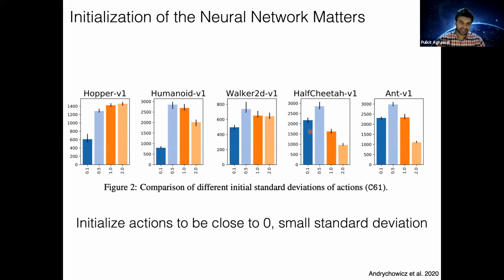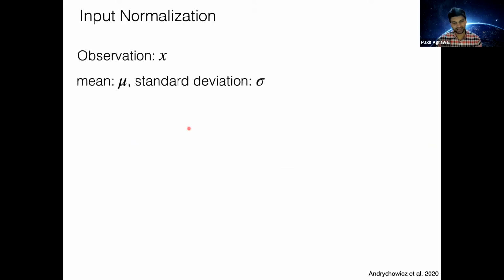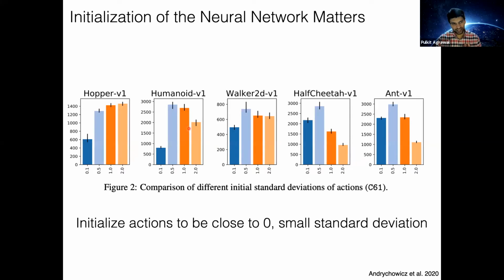The other question you can ask is, I have set up my architecture, I chose a number of layers and the activation function, but now I need to initialize my neural network. So how important is the initialization? It's pretty clear looking at these curves that initialization is important. And the concrete recommendation is to initialize the actions to be close to zero and have a small standard deviation, and that works quite well, which corresponds to maybe 0.5 in these plots over here.